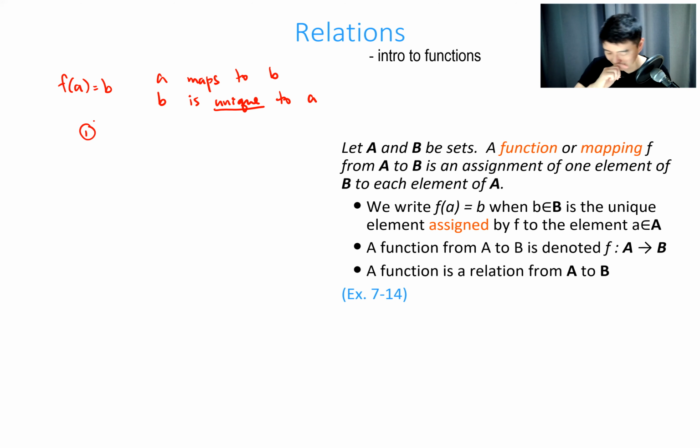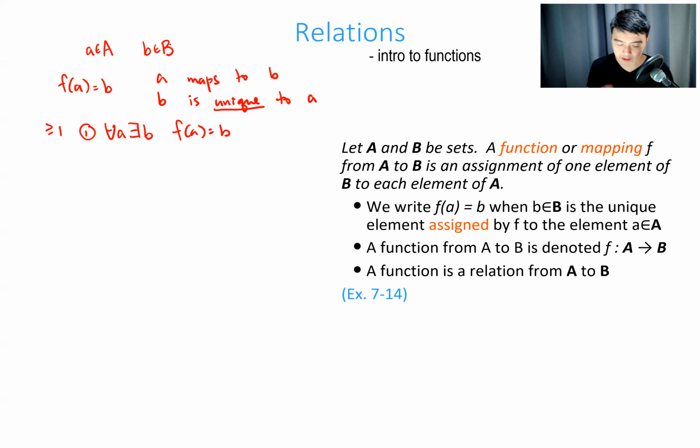So the first part is at least one. So again, for every A, for every input, there's at least one output. So how do we write that? So for all A, there's at least one B, so that f of A is equal to B. Now, since I wasn't clear before, I should mention that A is found in A and B is found in B. Okay, so A represents an element in set A and B represents an element in set B.